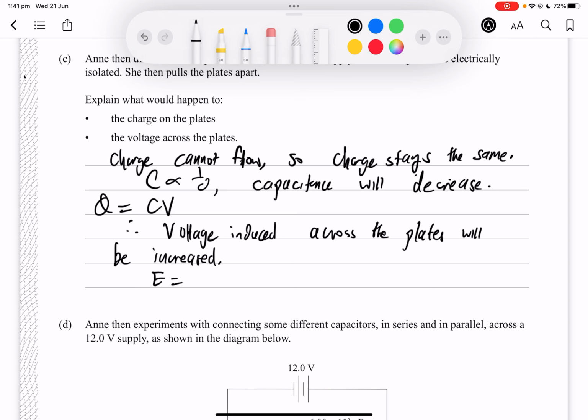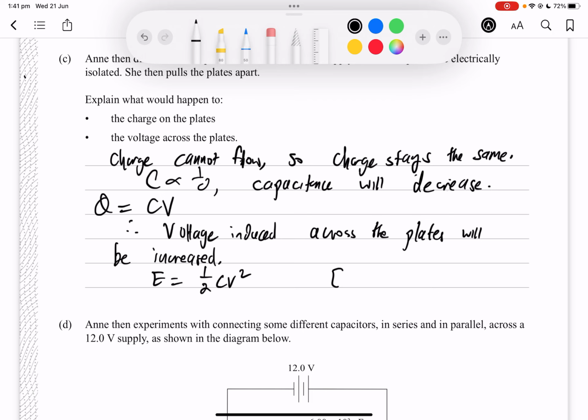And in this case, we can note that E equals half CV squared. Just as a side note, not really relevant to this question, you can skip on the video if you don't want to watch. So E equals half of C times V squared. The voltage induced across the plates will be increased, but the capacitance will decrease. We know that E is proportional to voltage squared, but only proportional to C.